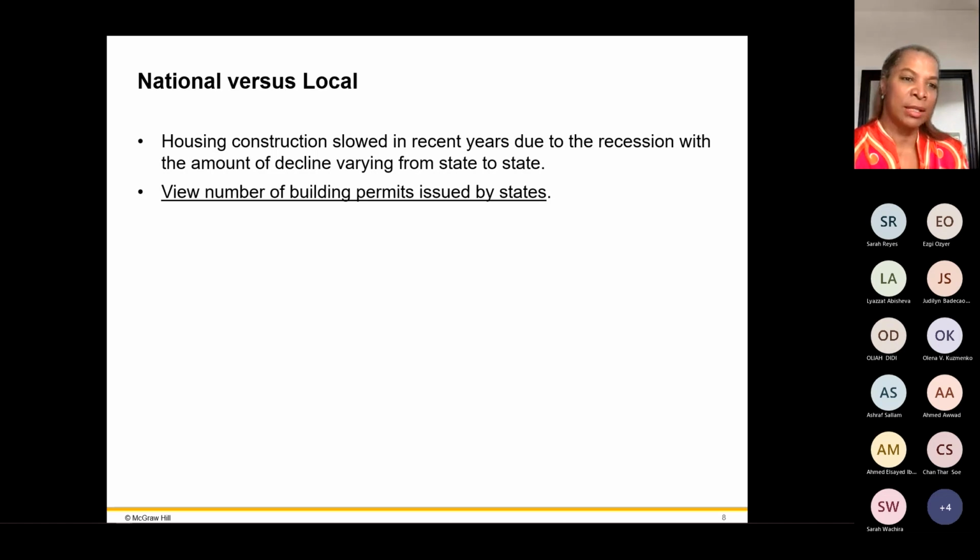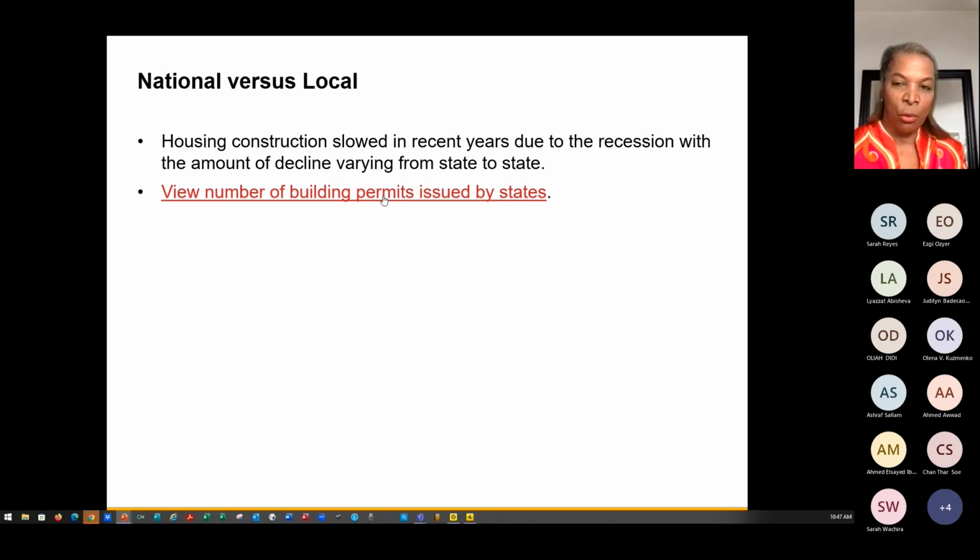So what you might want to look at is the number of building permits issued by different states, right? So that you can get an idea of where you stand in terms of, I want to build an ice cream store, and in the area that I plan on building it, is it viable? Let me see.